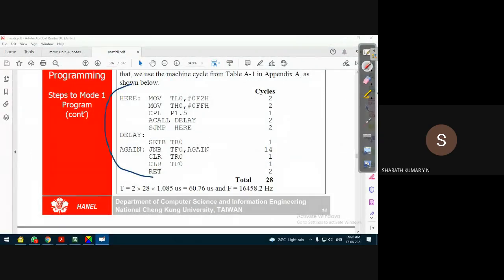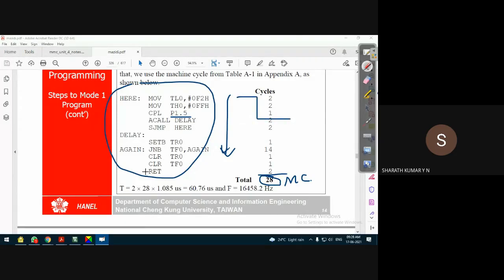Now the execution of this complete program takes around 28 machine cycles. That means once this program is run, P1.5, which is initially high, becomes 0. It continues to be 0. When the RET instruction is executed, it goes back to the short jump here, and from there it goes here. When this is executed, the complement of P1.5 makes P1.5 high again. So this repeats.